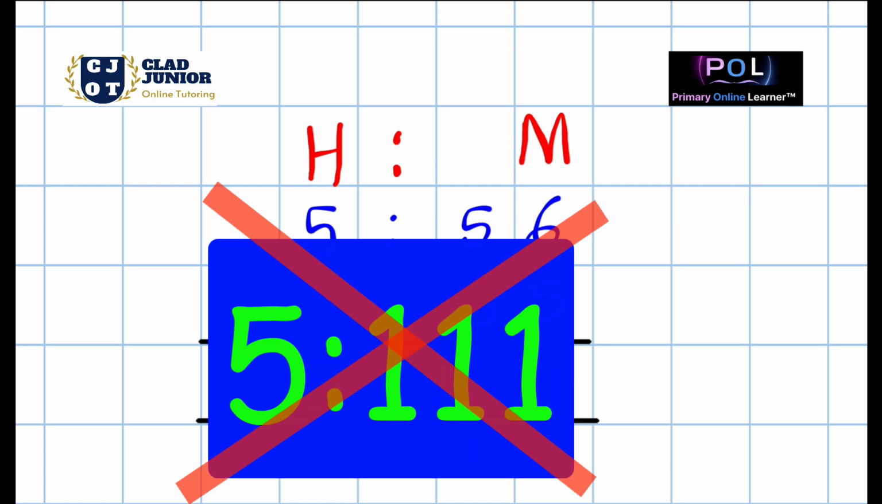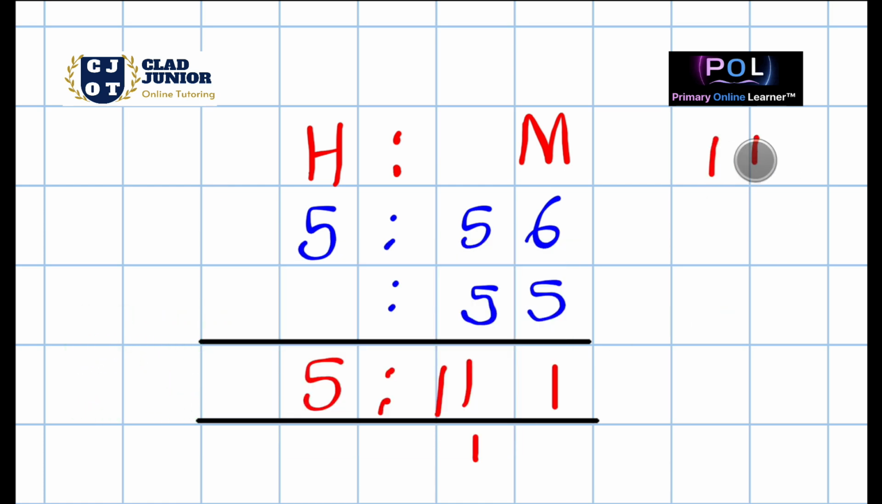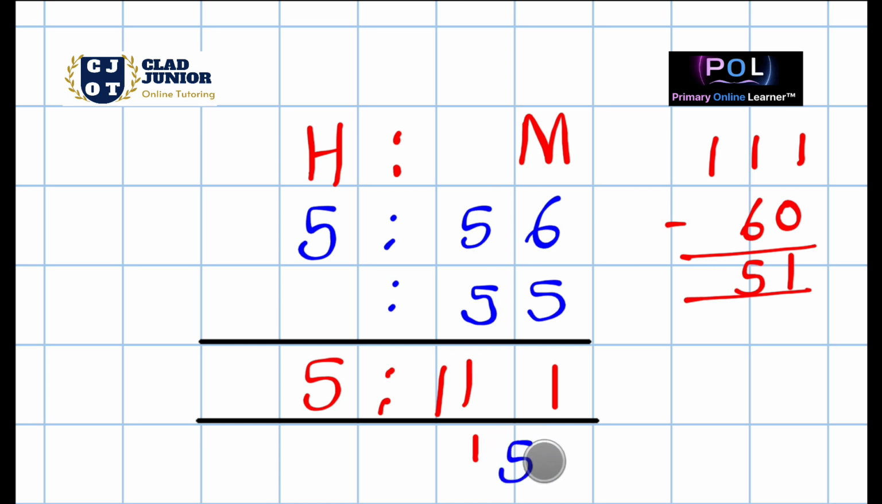So we cannot have 111 minutes past 5. No. So still we have to subtract 1 hour from 111. We subtract 1 hour. 60 minutes means 1 hour. So here 1 minus 0 is 1. Then 11 minus 6 is 5. This means that here I have 51. Then on this side I will add 1. So here 5 plus 1 becomes 6. So it ended at 6:51. So that's how we add time.